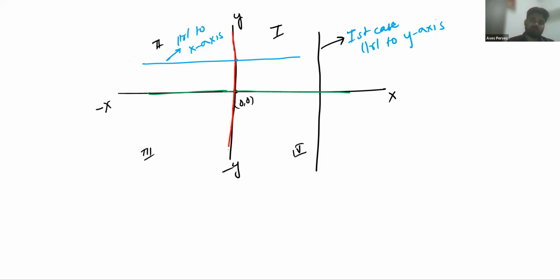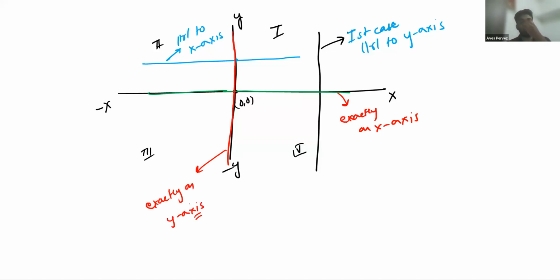Okay, this is the third type: a line exactly on the x-axis, or exactly on the y-axis, dear student.